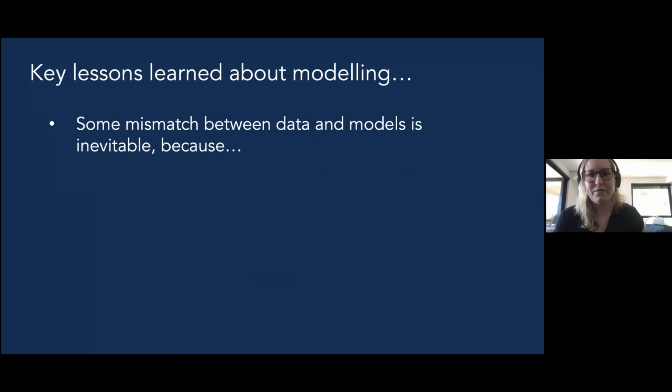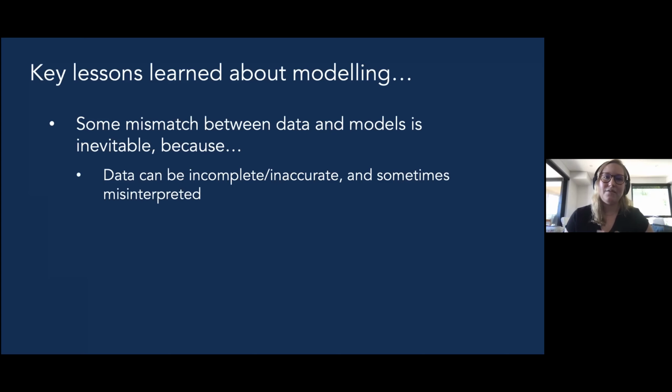And I also mentioned for the first study that separate techniques all converged on a common mechanism for our observations. But I also want to emphasize that some mismatch between data and models is inevitable. And there are two main reasons for this. The first is that data often paints an incomplete picture and it's sometimes misinterpreted. And so the mismatch can be the fault of the data.